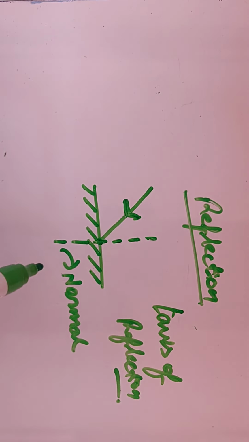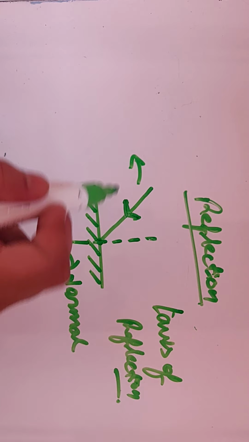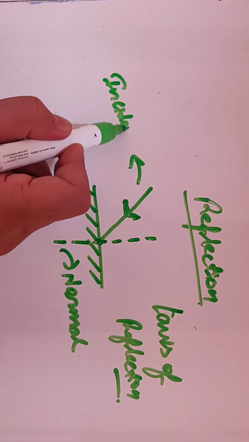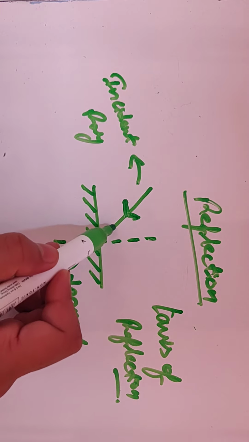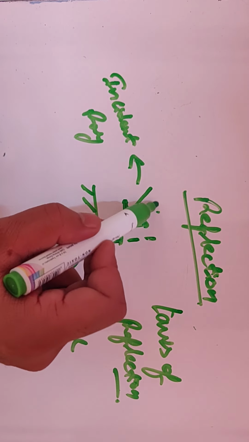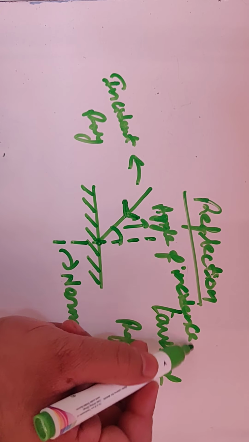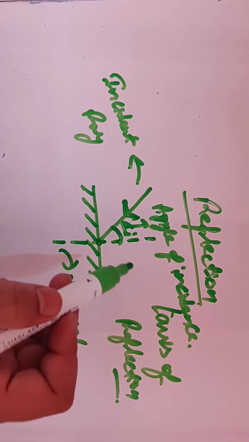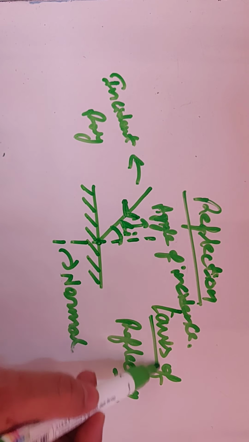Alright. So this ray obviously is incident. It is hitting the surface, so that is why it is called the incident ray. And the angle between the incident ray and the normal is called the angle of incidence. Usually this angle is represented with angle I, and the light has to follow the laws of reflection.